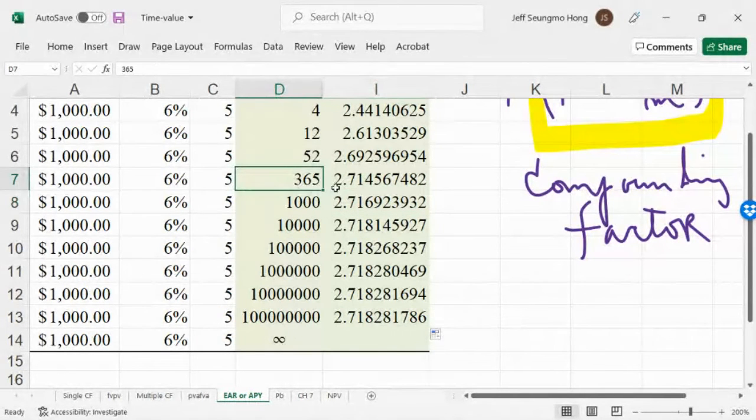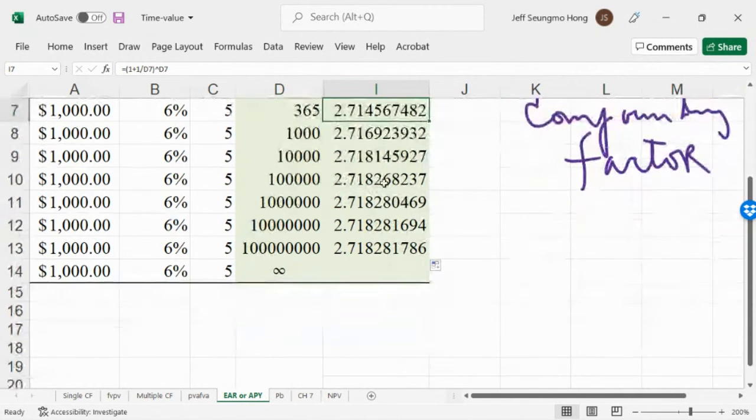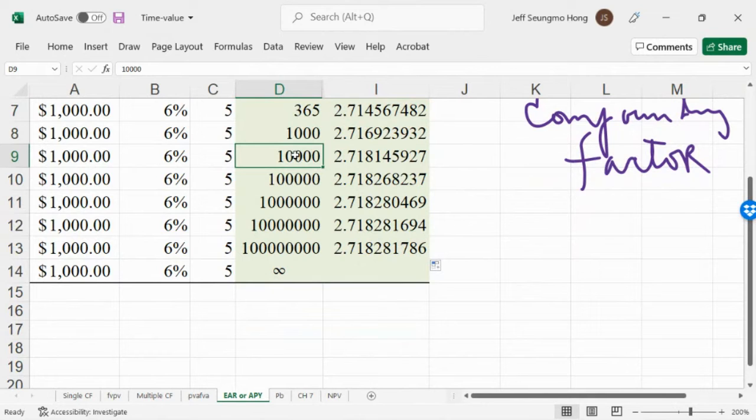After you hit 365, after daily compounding, that's 2.714. Even if you increase it to 10,000, it's 2.718. It doesn't increase that much. And this is 100,000. Oh no, 1 million. Even if the compounding frequency is 1 million, it doesn't increase much from 2.718.